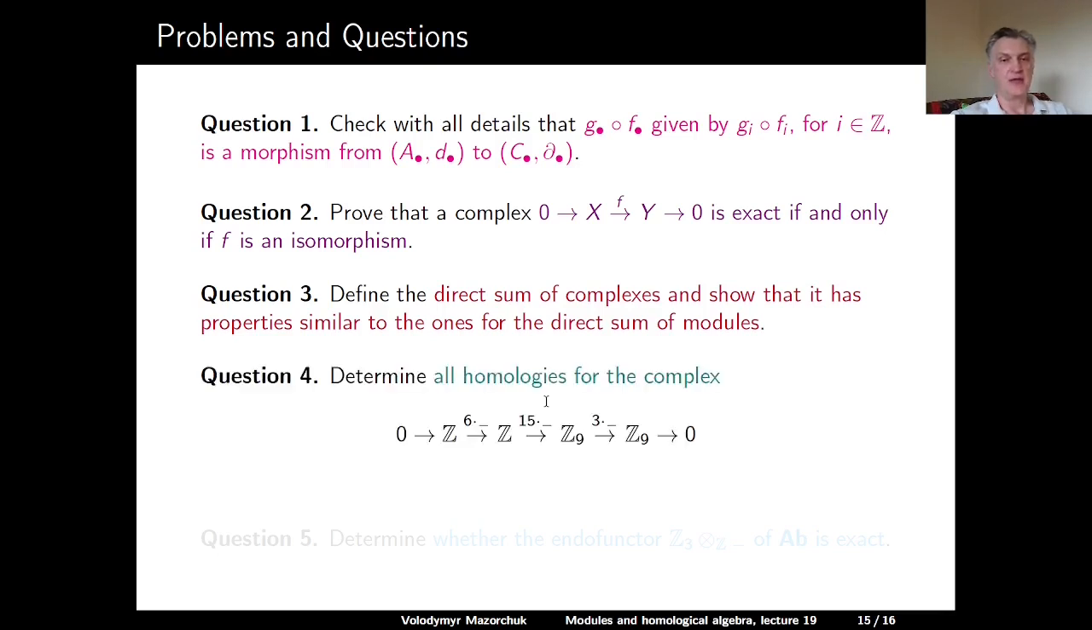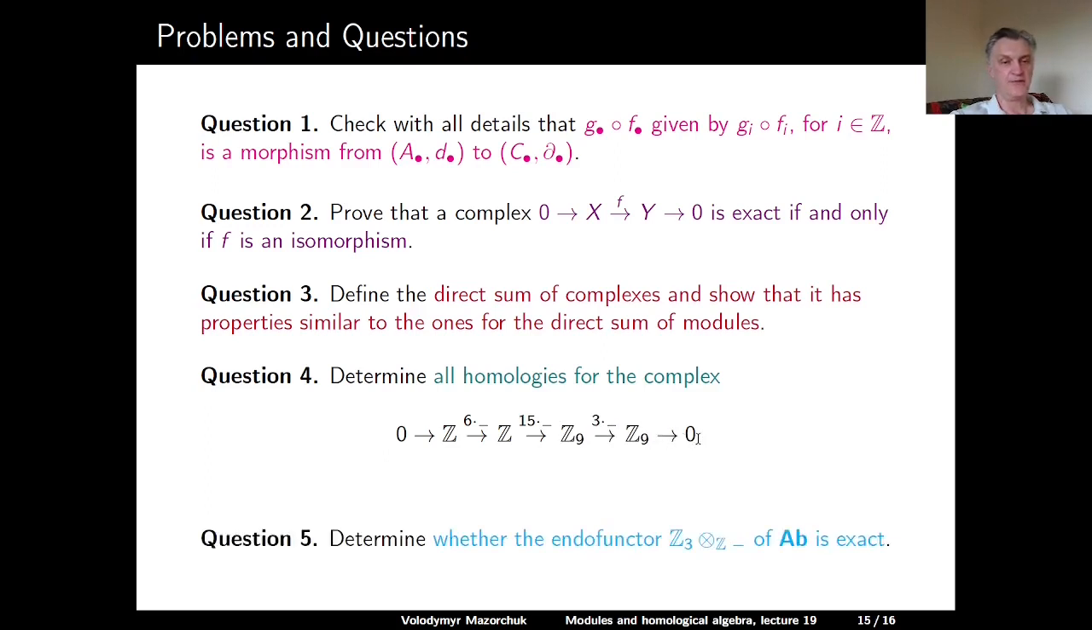Question 4. Determine all homologies for the following complex. So we have 0 goes to Z, and then by multiplication with 6 it goes to Z, by multiplication with 15 it goes to Z sub 9, and by multiplication with 3 it goes to Z sub 9. And then this goes to 0.